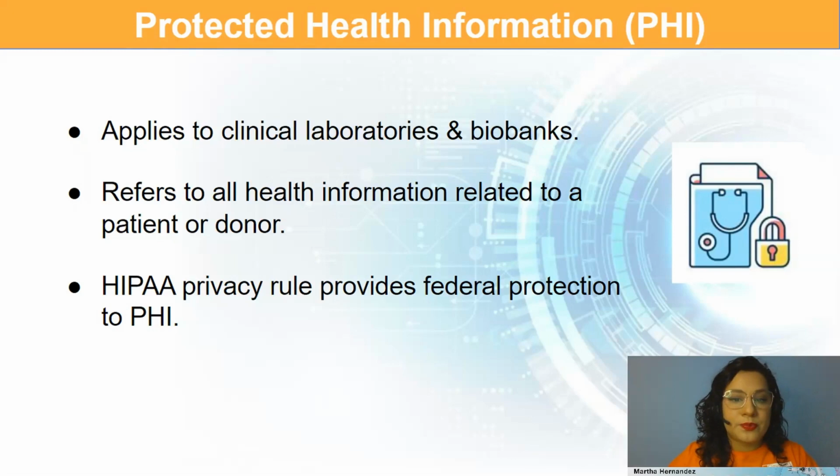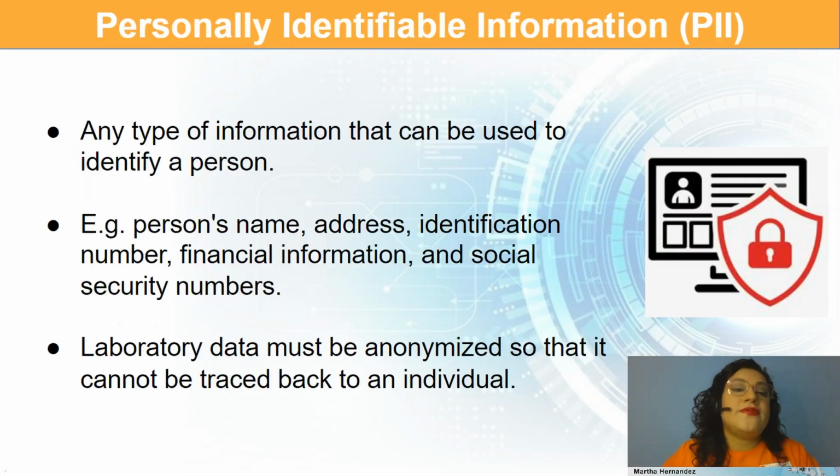Everything is covered. So, the personal identifiable information, well, as the name says, it's any type of information that can be used to identify a person. It can include the person's name, address, identification number, financial information, social security numbers, among others. Laboratory data must be anonymous so that it cannot be tracked back to an individual.